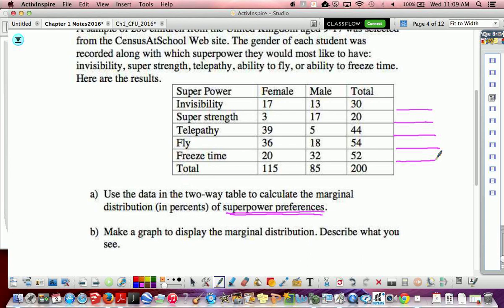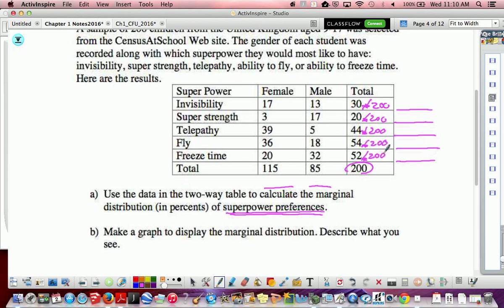If it said gender, I would be looking at these percentages here. What percent would be male and what percent would be female. So to get the percentages, I'm dividing each of these numbers right here by the table total. So in essence, I'm just dividing each of these by 200.